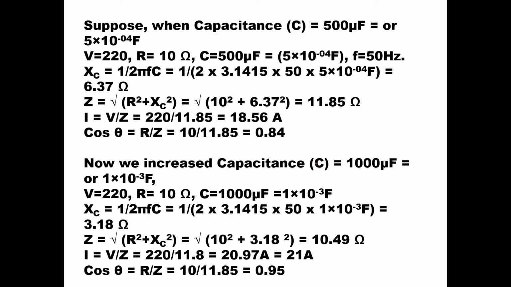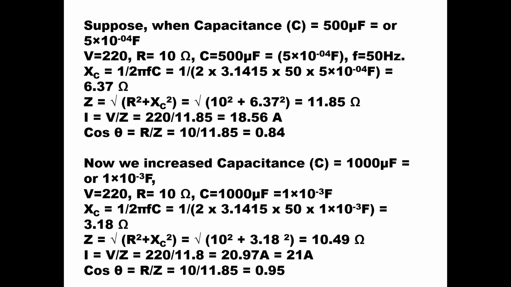In this example, capacitance C is equal to 500 microfarad, or 5 into 10 to the power of minus 4, V is equal to 220, R is equal to 10, and F is equal to 50 hertz. In this case, the capacitive reactance Xc is equal to 1 by 2 pi Fc, which is 6.37 ohms. Then the impedance Z is the square root of R square plus X square. If you substitute the values, you will get 11.85 ohms. Then the current, that is V upon Z, is 18.56 ampere.